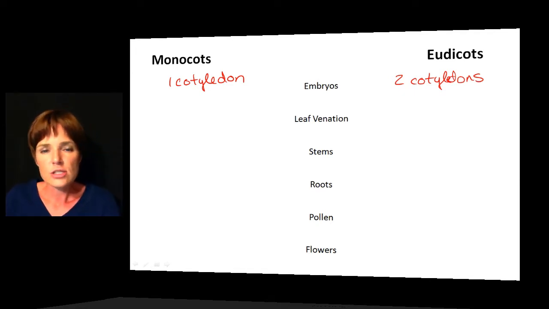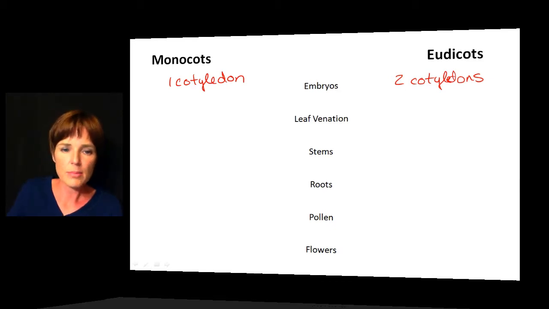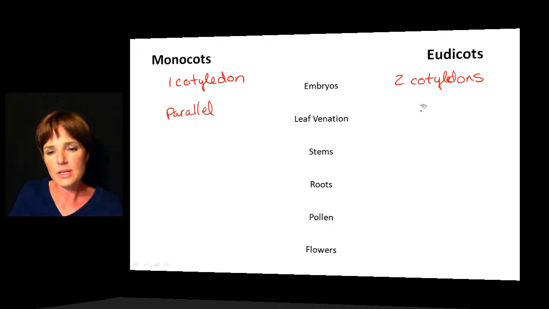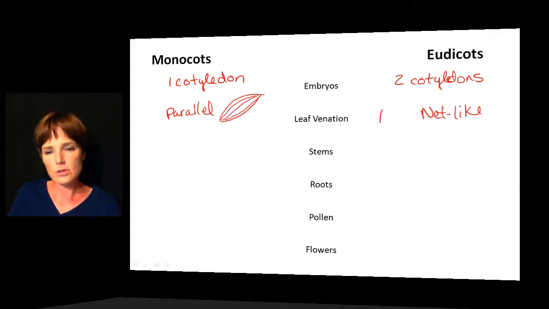The leaf venation, so the leaf veins, will be a little bit different when we're talking about these two groups. With the monocots, they tend to be parallel. And when we're talking about the dicots, these tend to be net-like. So if we talk about what we mean by that, with the monocots, if we draw a typical leaf here, the veins tend to run like this. And if we're talking about the eudicots and we draw the leaf, it's probably a little more familiar to you. So we see more of this type of structure.